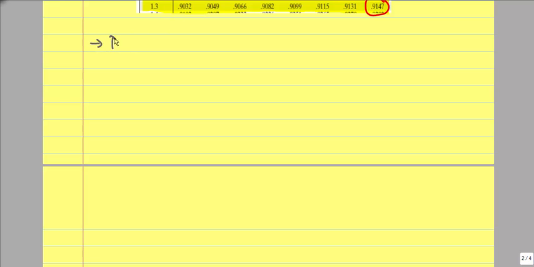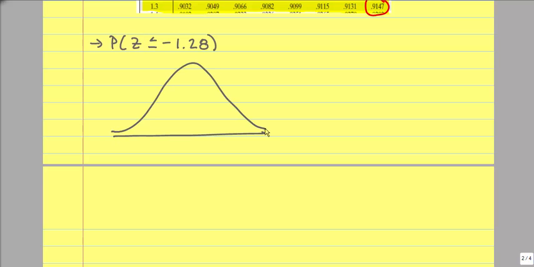For this example, we're looking at the probability that z, our standard normal random variable, is going to be less than or equal to negative 1.28. So the first thing we want to do is to go ahead and sketch a picture. That's always going to be helpful. Now because I have z, the standard normal random variable, I know the mean is 0. Negative 1.28 is somewhere to the left of 0, and this is that highlighted area that I'm looking for. So we're looking for this probability.